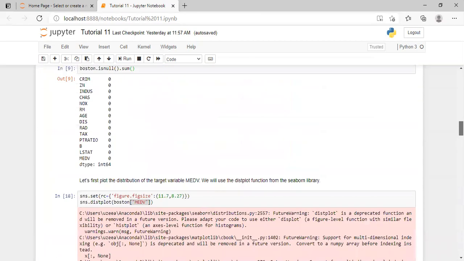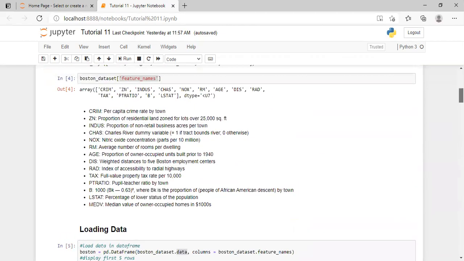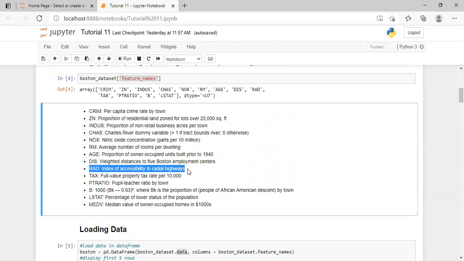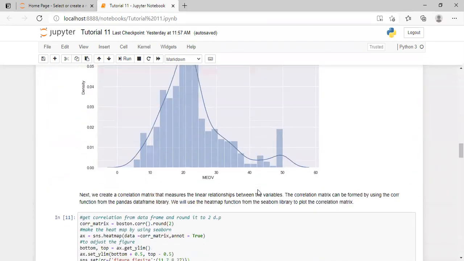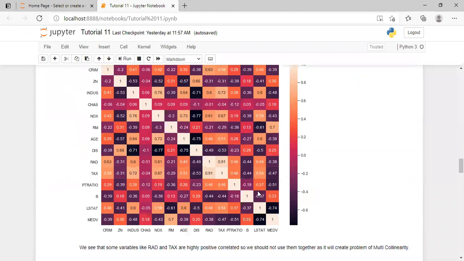So what are RAD and TAX? We should go over here and see that RAD is the index of accessibility to radial highways, that is, how close the highways are to the house. So the closer the highways, the higher the price of a house should be. And then TAX is the full property tax. As the prices of homes rise, the property tax would also rise. So these columns are positively correlated, highly positively correlated.